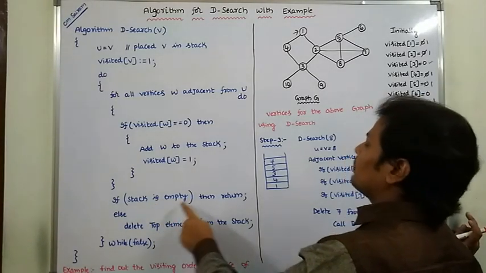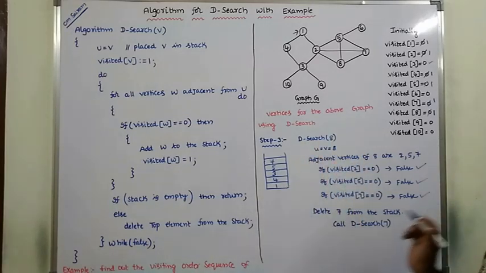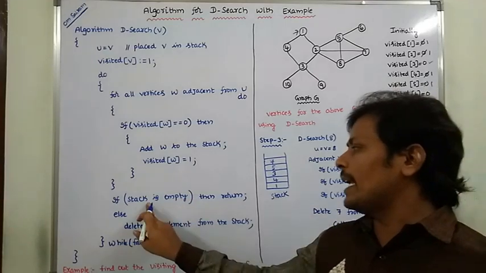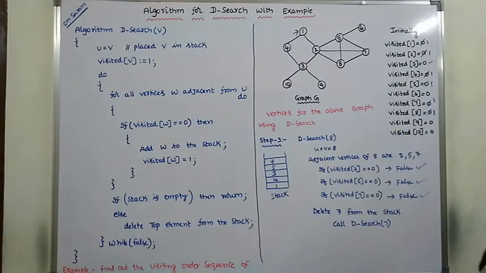If stack is empty? No, stack is not empty. Stack contains 1, 4, 3, 5, 7 elements. So now this condition is false. Goes to the else part. Delete top element from the stack.